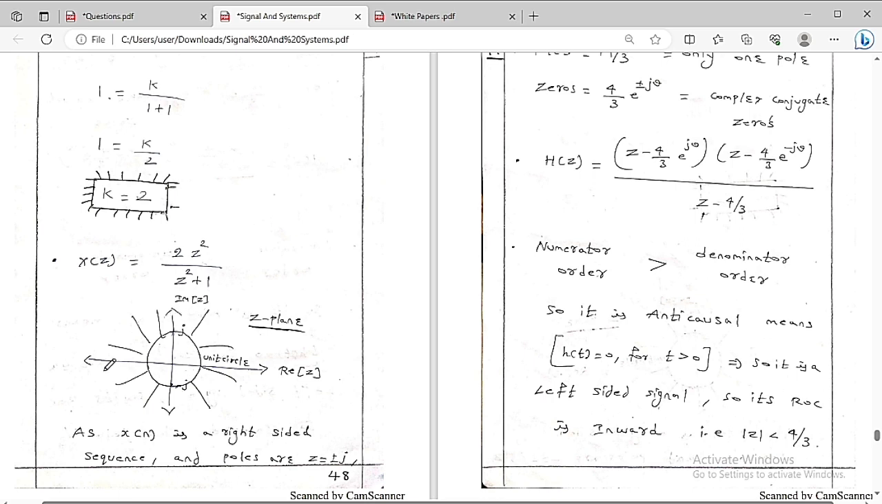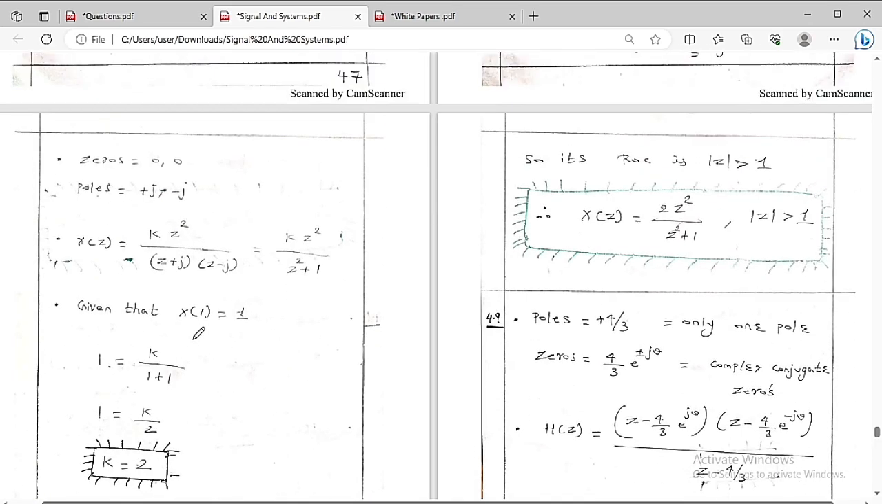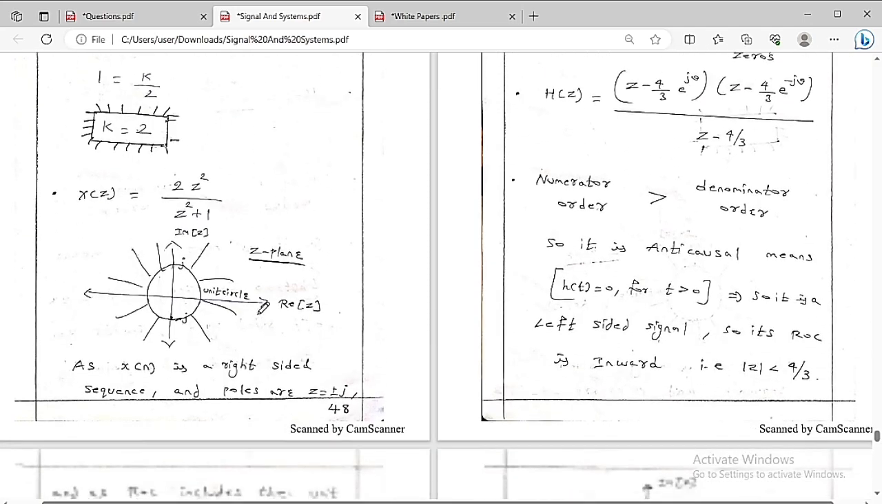Now we got X(z), but we also need to figure out the ROC. So if you see, this is the z plane, this is the real part of z and this is the imaginary part of z. Let me plot the poles as well as the zeros. The zeros are 0, 0 and the poles are plus j and minus j, which means they lie on the unit circle. The magnitude of the poles is 1, so they lie on the unit circle.